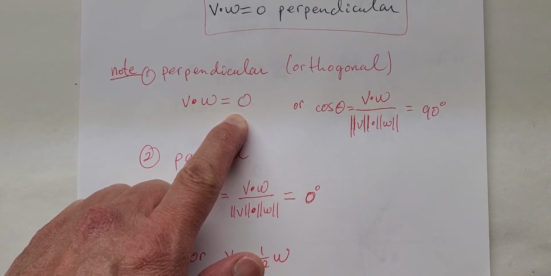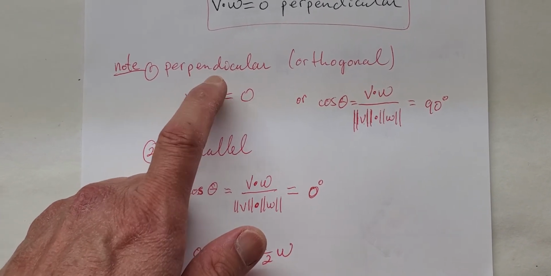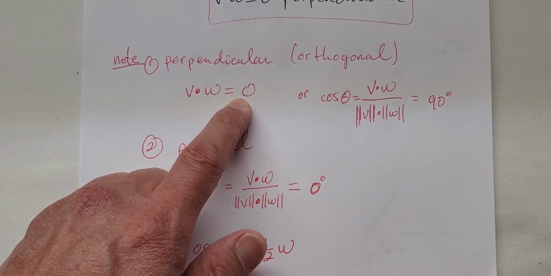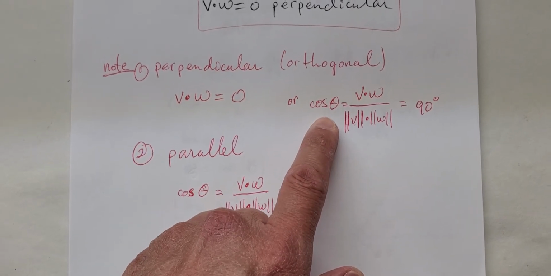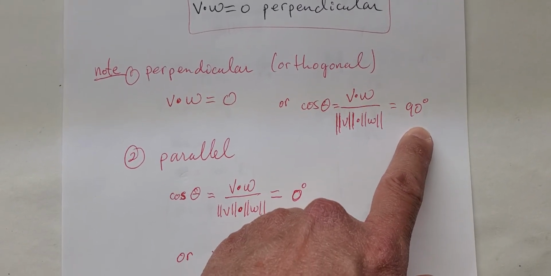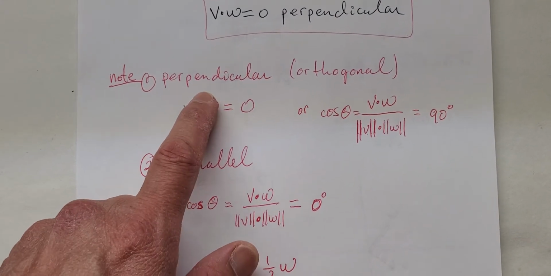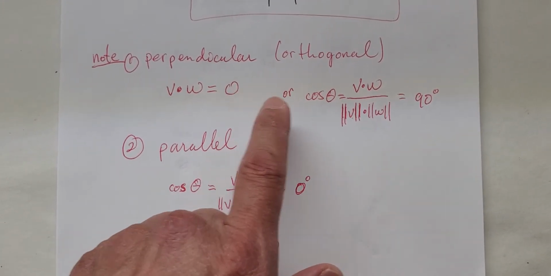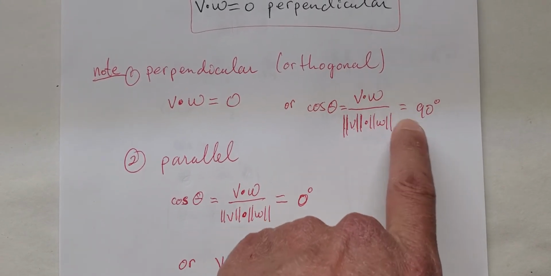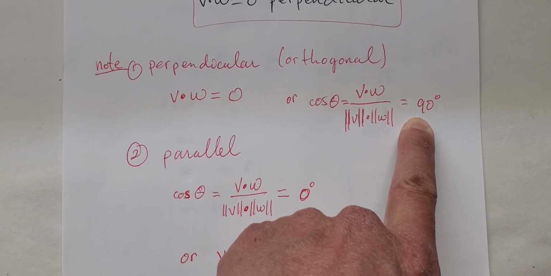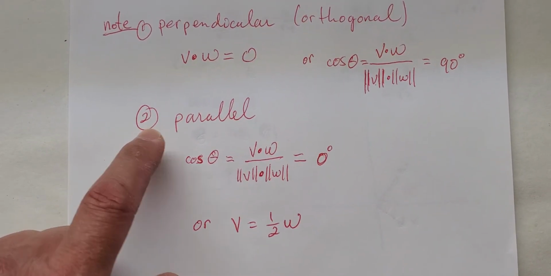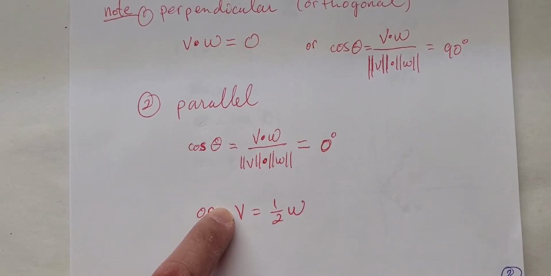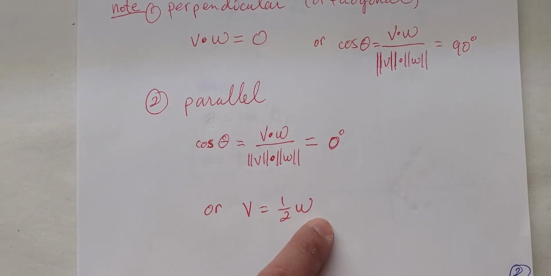Okay, one more time. To be orthogonal, the dot product must be 0, or the degree comes out to be 90 degrees, or you can find the angle and get 90 degrees. To be parallel, the angle must be 0 degrees, or the first vector is equal to a half of the second vector.